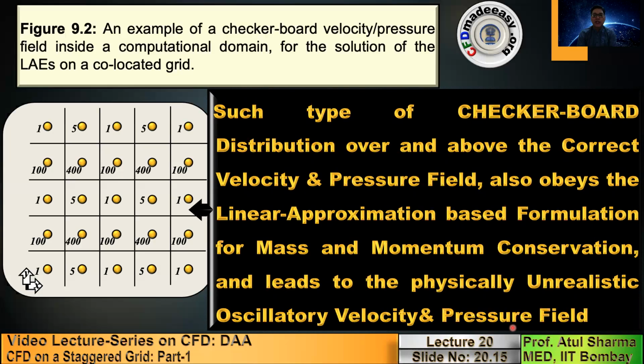So these velocities at alternate grid points and pressures at alternate grid points lead to the pressure-velocity decoupling, because such checkerboard-type velocity and pressure fields do obey the mass conservation and momentum conservation. So they get superimposed on the correct velocity and finally lead us to a physically unrealistic oscillatory velocity and pressure field.